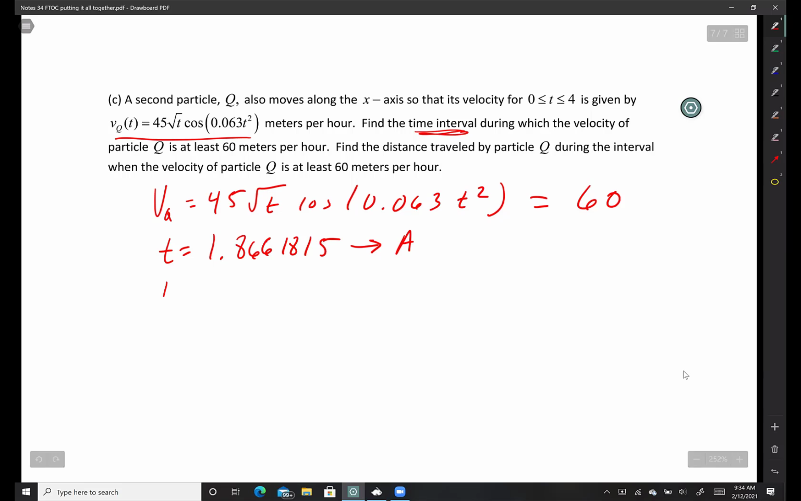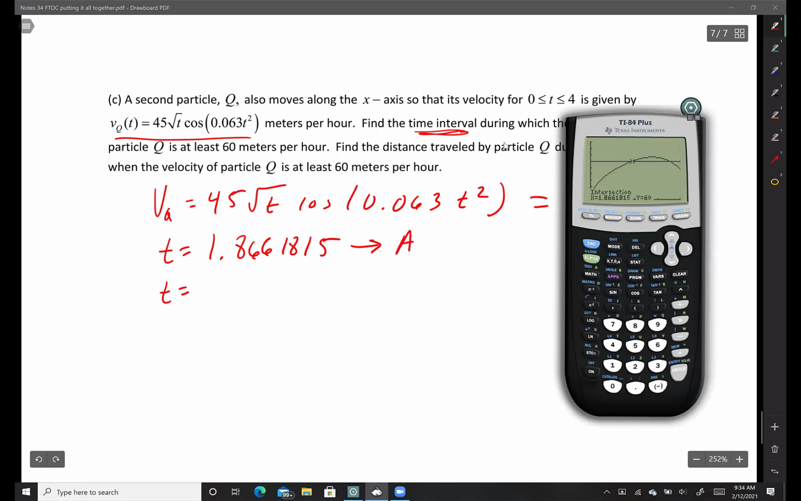I'm going to find the other value. So let me take up my calculator again. So share. Oh, hold on. I got to bring the calculator up first and then share it. Okay. So there we go. Now, can everyone see the calculator? I'm going to do the same thing.